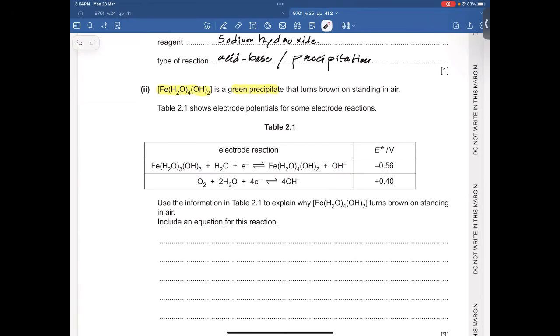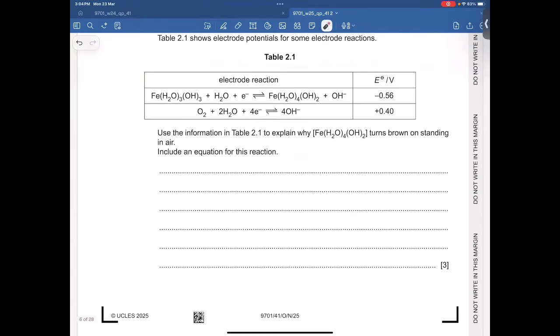Okay? The two electrode potentials for some electrode reactions are given. Use this information in table 2.1 to explain why this turns brown on standing in air. Include an equation for this reaction. So first of all, let me write the equation. Since this half cell has a more positive value, I'm going to write it down as it is: O2 plus 2H2O plus 4 electrons, reversible sign, 4 OH negative. So this reduction equation will remain as it is.